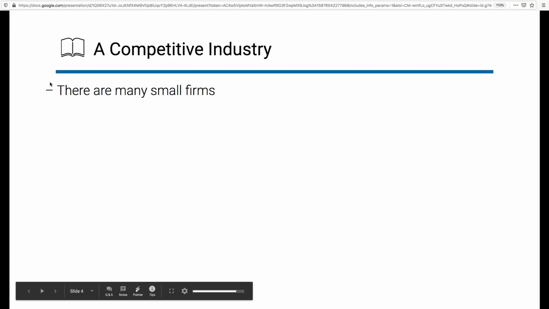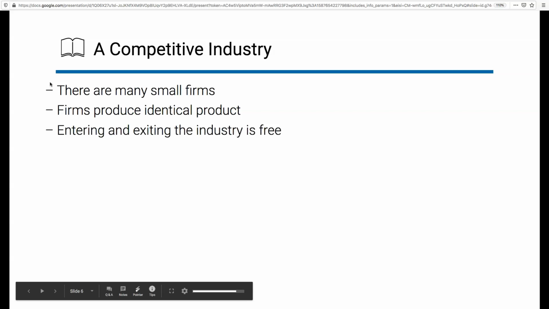And the first assumption of the model is that the industry is comprised of a large number of very small firms, small relative to the market size, not necessarily small per se. And these small firms produce identical products so that buyers do not care which particular firm to buy from. And finally, entering and exiting the industry is free. So you don't need a license, you don't need to have specific technology that is hard to obtain. It's really easy to start your own company if you feel like you want to join that industry.